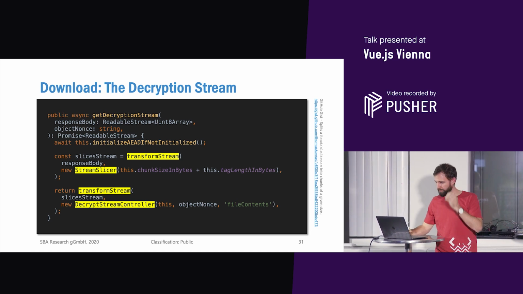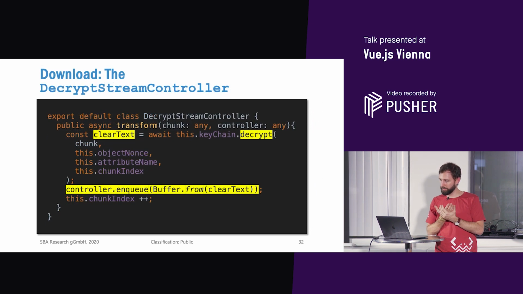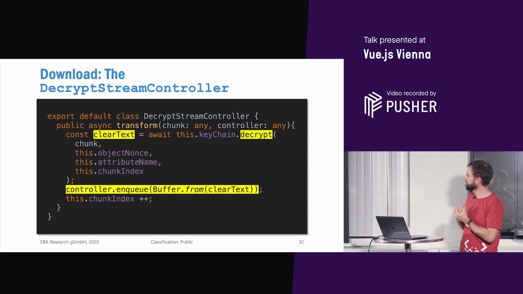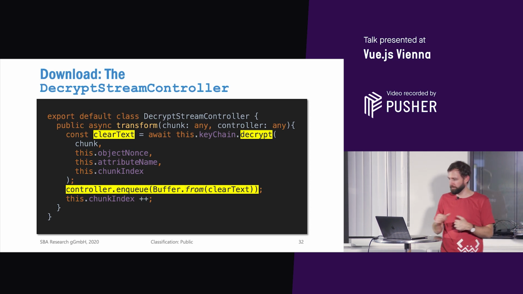Okay? So that's what we can do with readable streams. That's how the decrypt stream controller works. It's just going to call the web crypto API to use AES GCM to decrypt the data.